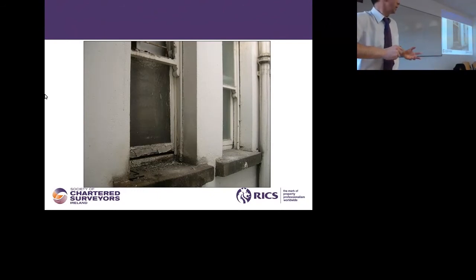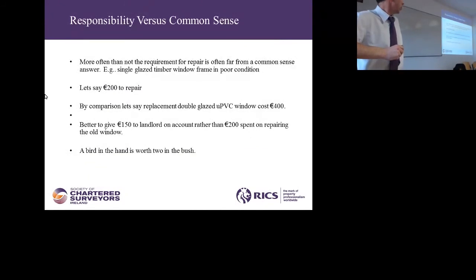But logic would dictate that the right thing to do is to replace that window. You get into the whole concept of, let's say it was €200 to repair that, but you could replace it for €400. You're actually better off from a landlord's perspective to get €150 in your back pocket towards replacing that window rather than €200 spent and it was still a single glazed window. So really it's the whole principle of negotiations, and as I said to you at the very start, nothing to do with common sense. What you're responsible for is not necessarily the right thing, and this is what you need to be looking at.